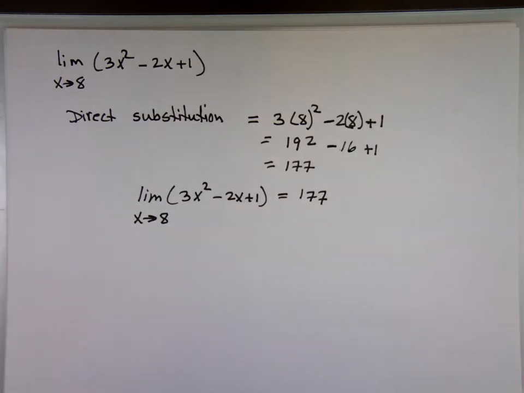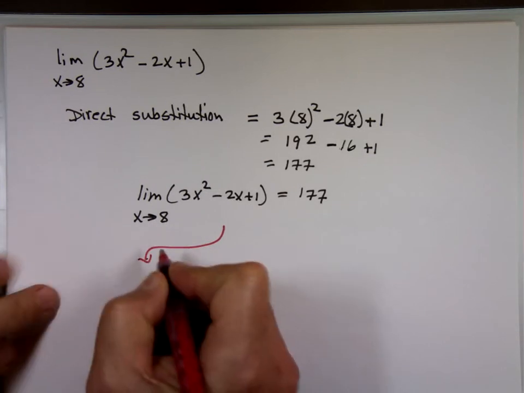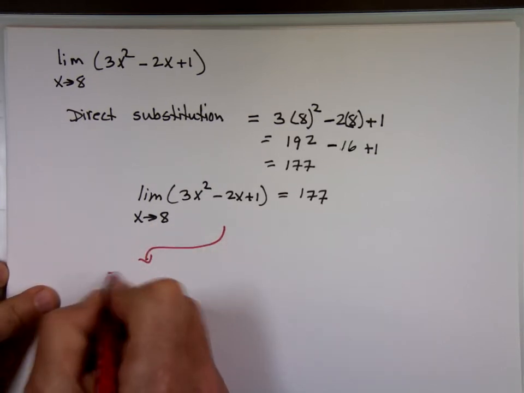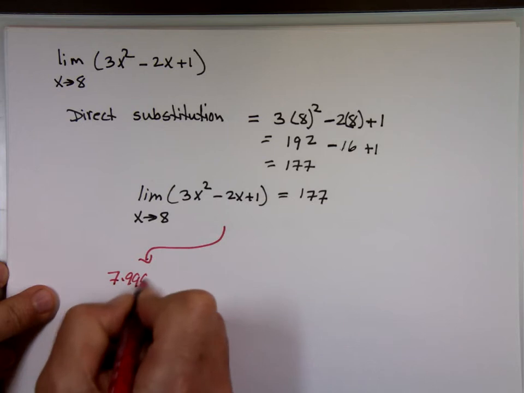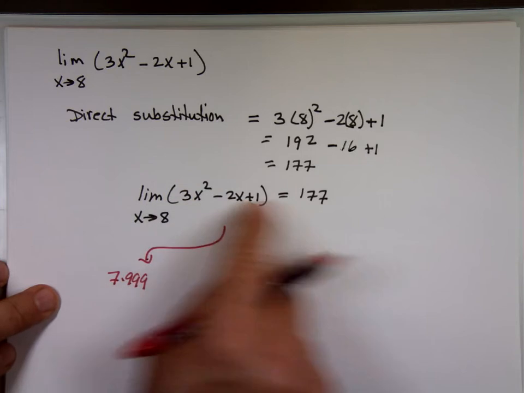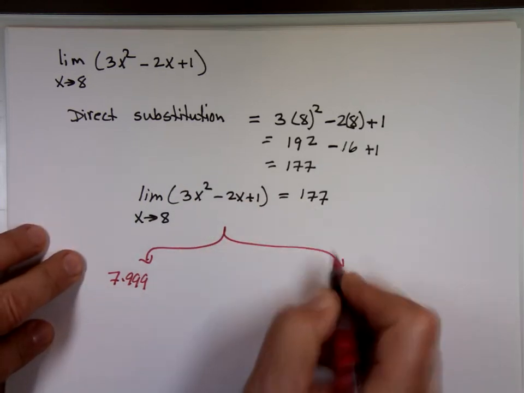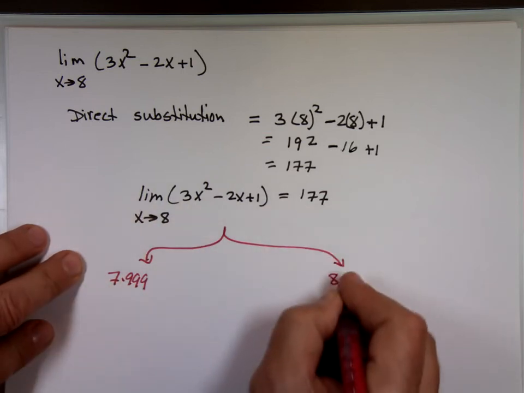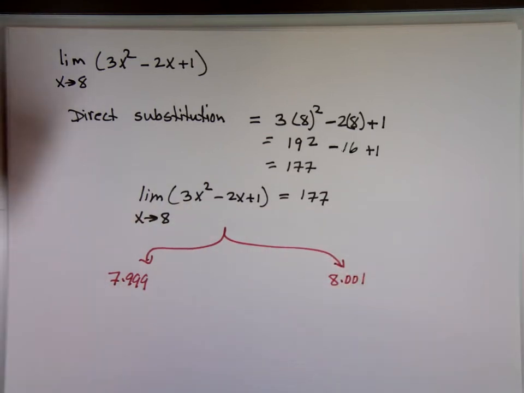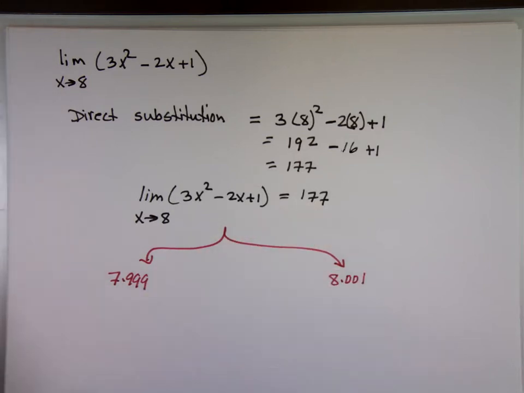If you don't believe me, let's pick a number just to test it, see if it really works. Let's pick a number before the 8 from the left side. You're not at 8 yet, so 7.999. That's close to 8, right? If I plug into that equation, I should get roughly 177. And let me try it from the right side, where the number is more than 8. How about 8.001? Let's see if these numbers actually approach the 177.